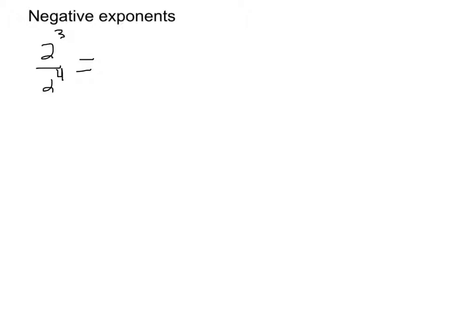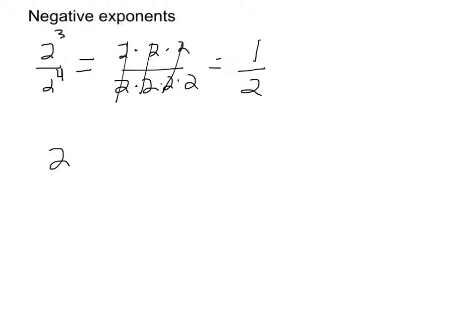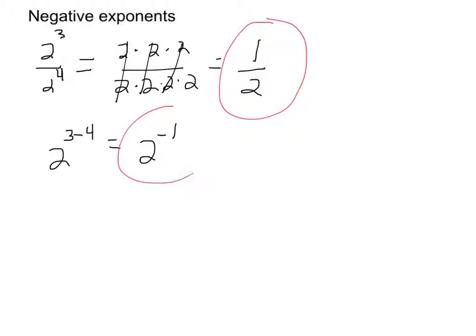So let's write it out first. So I have 2 times 2 times 2 over 2 times 2 times 2 times 2, right? And then these three cancel, so I'm left with a 2 at the bottom. If we apply the power property, I'd have 2 raised to the 3 minus 4, which is equal to 2 to the negative 1. So if we simplify it out mathematically, we have seen that 2 to the negative 1 is going to be equal to 1/2.